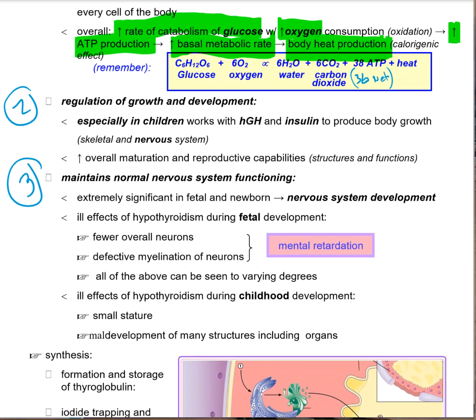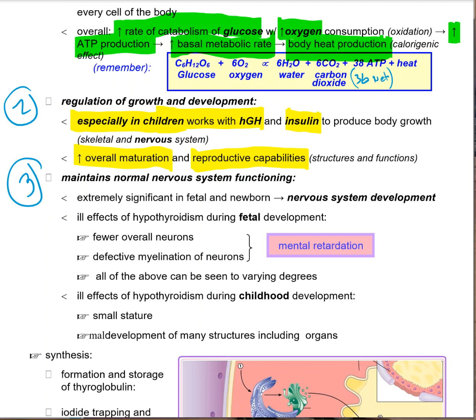The second thing is regulation of growth and development. This works very hand in hand with growth hormone, especially in children. It works with growth hormone and insulin, because remember, insulin is going to bring sugars into our cells so we can then process them and run this equation up here. All right, so it's going to cause lots of body growth, of the skeletal system, the nervous system, everything. It's going to have overall maturation in general, and also increase reproductive capabilities, like during puberty.